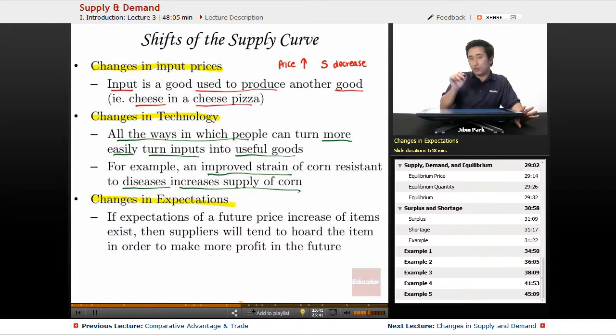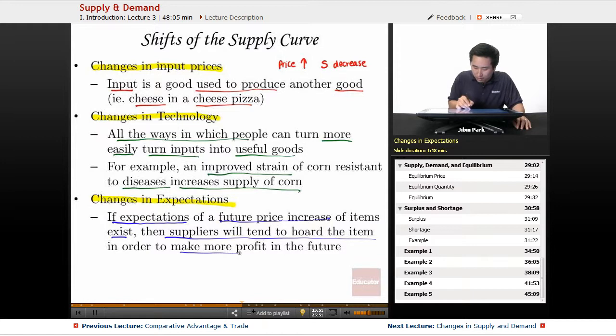And we talked about this in changes in expectations. This can work both for supply and demand. So if expectations of a future price increase of items exist, then suppliers will tend to hoard the item in order to make more profit in the future.